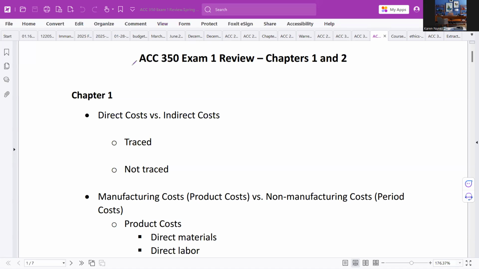So in chapter 1, we started out with cost classification, classifying costs based on initially whether they are direct costs or indirect costs. And the fundamental difference between the two is whether or not you can trace them. Direct costs can be traced to the cost object. Indirect costs cannot be traced to the cost object. That is the fundamental difference.